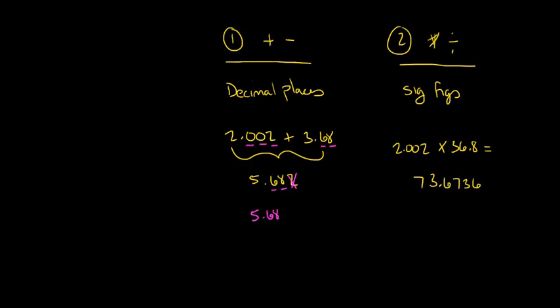The question becomes how many of these digits are significant? With multiplication and division, what we want to do is figure out how many significant digits each of the individual numbers has. So 2.002 has 4 significant digits, while 36.8 has 3. This means our answer has 3 significant digits. Whatever the smallest number is, that is the number of significant digits your answer is going to have. So we want to round this to 3 significant digits, so it's going to be 73.7. This is the answer with the correct number of significant digits.